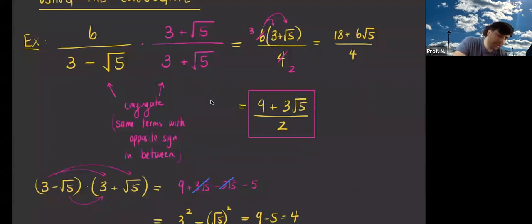You can also rewrite this as a sum of two different fractions. I can write this as 9 halves plus 3 rad 5 over 2 as well. I could have done that as well.